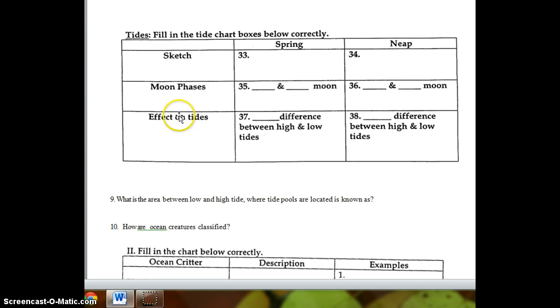The effects on tides during spring tide, there's the greatest difference between high and low tides, and during neap tides, there's the least difference between high and low tides. Remember, this is because the gravity of the moon and the sun are pulling against each other.